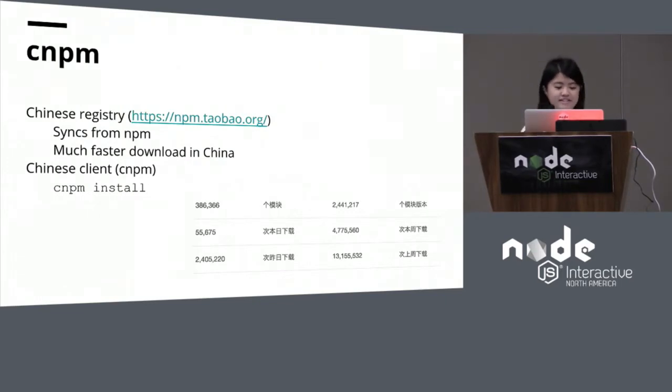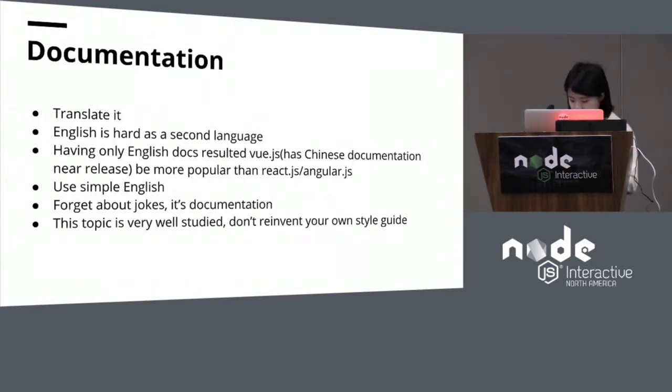And then there's also a Chinese client. Basically the same people that developed the registry said, let's just do a different client here in China. It's sort of like Yarn, but it has a different way to shrink wrap your package management.